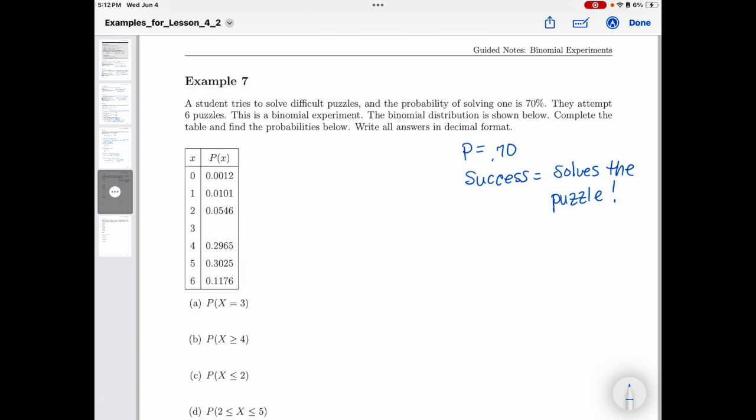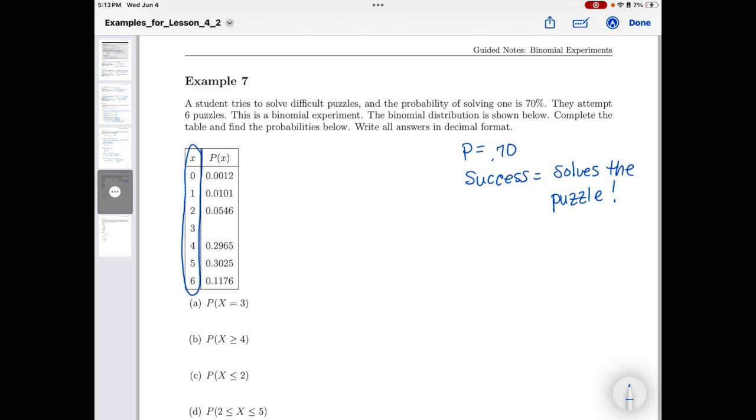The student attempts 6 puzzles. That's why our variable x goes from 0 to 6. We could have 0 successes, 1 success, 2 successes, etc., all the way up to 6. This is the binomial experiment. The binomial distribution is shown below. That's in the table where it shows all the possible values for x with the corresponding values for the probabilities.